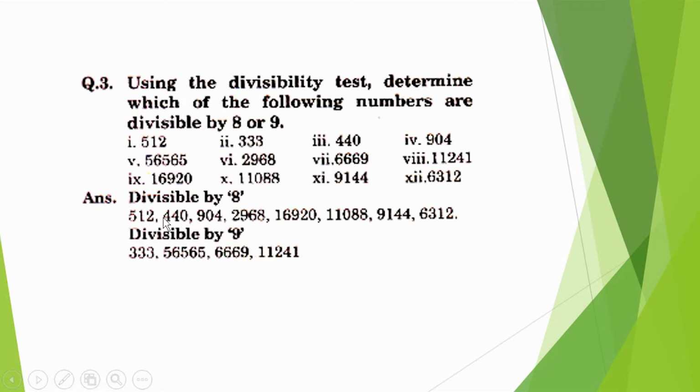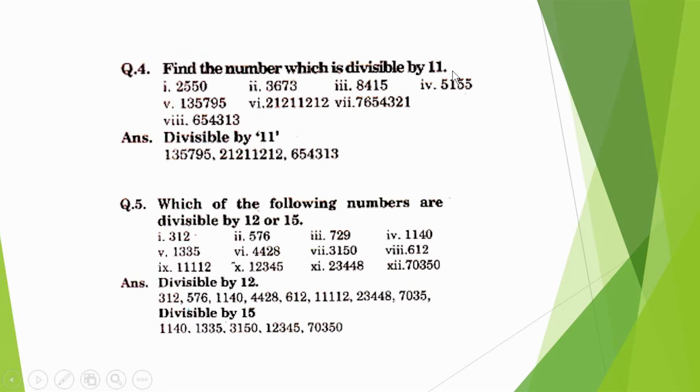Using the divisibility test, determine which of the following numbers are divisible by 8 and 9. Divisible by 8: 512, 440, 904, 2,968, 16,920, 11,068, 9,144, 6,312. Divisible by 9: 333, 56,565, 6,669, 11,241.